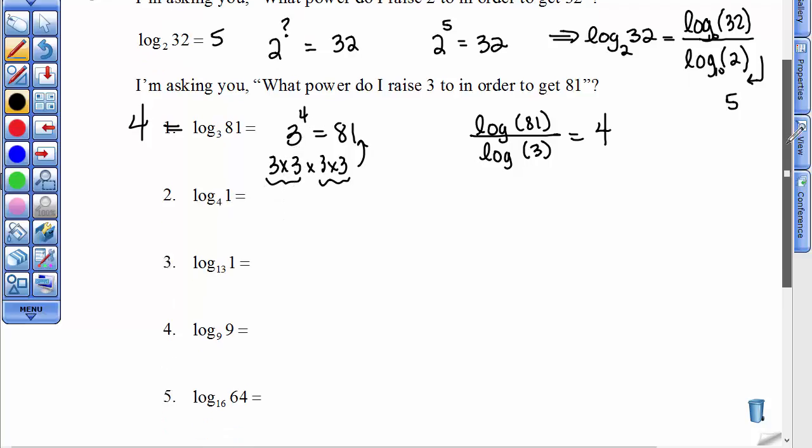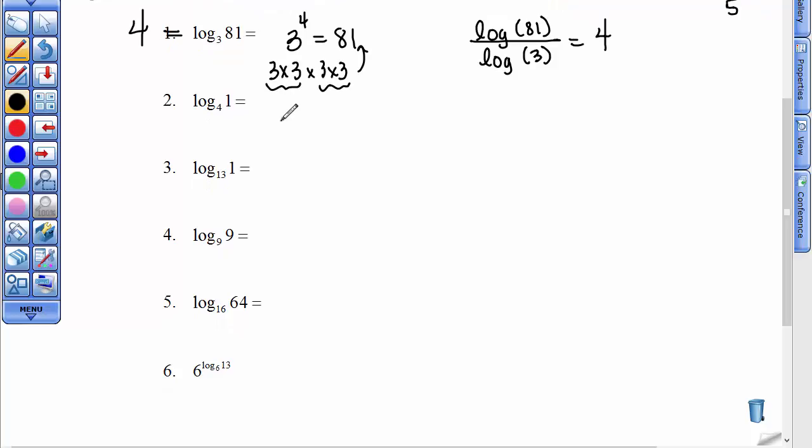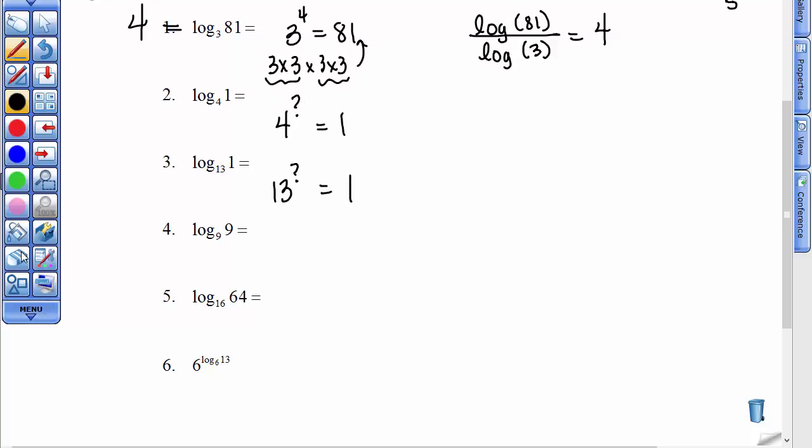So let's look at question number 2. 4 gets raised to what power in order to get 1? And as a matter of fact, look at question number 3. 13 gets raised to what power in order to get 1? How can you take different bases, 4 and raise it to the 0 power and get the number 1, and 13 and raise it to some power and get the number 1 also, unless you raise that to a power of 0.